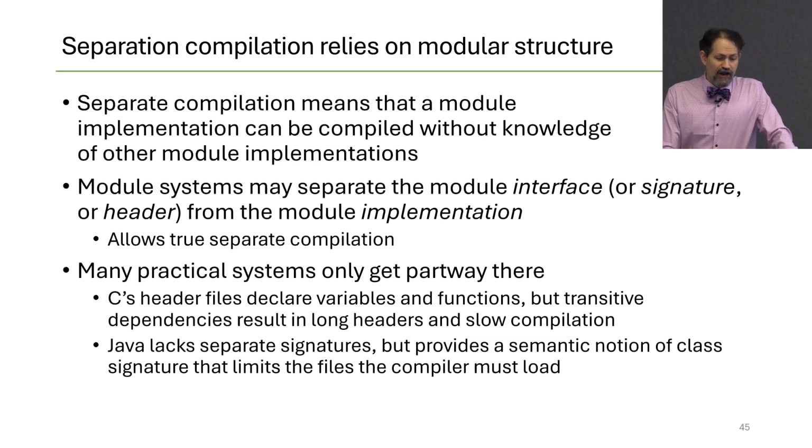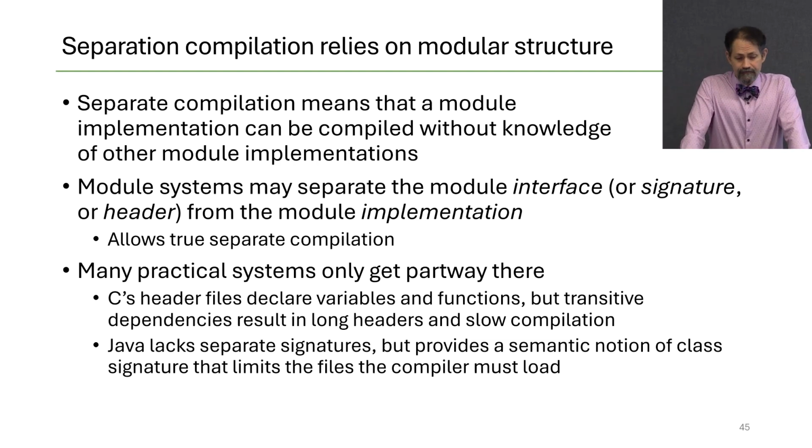That said, many practical systems only get partway there. For example, C's header files declare variables and functions before they are used, forming a kind of module interface. However, transitive dependencies can result in very long headers and resulting slow compilation for C and, in the same family, the C++ language.